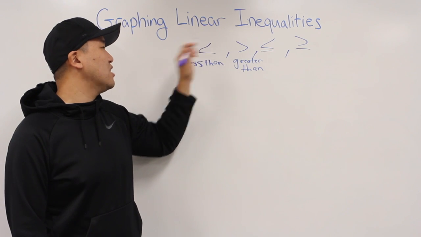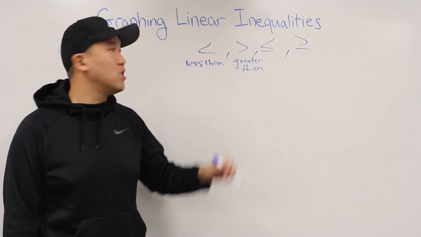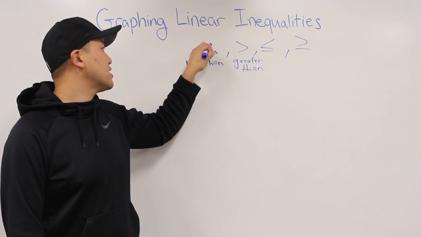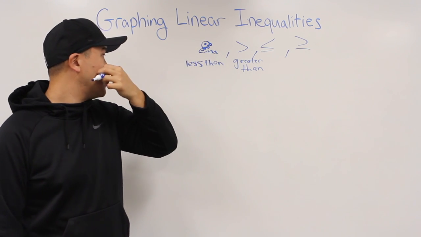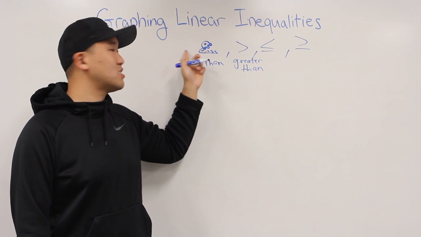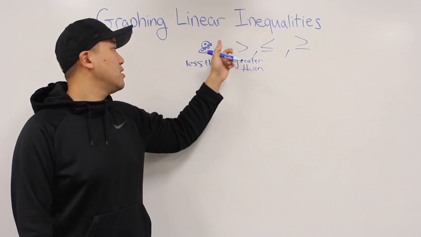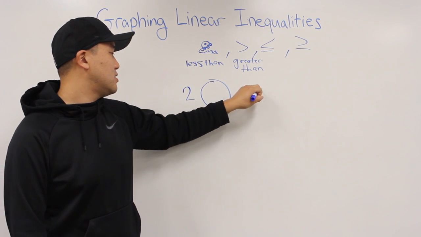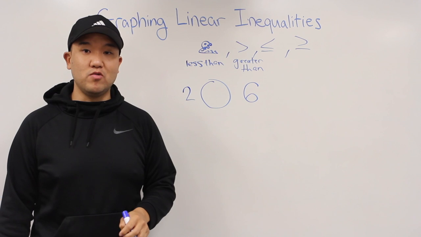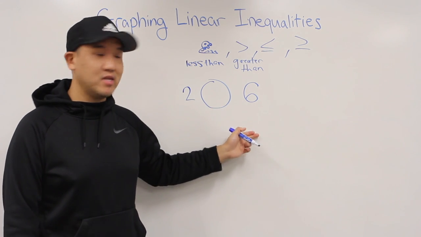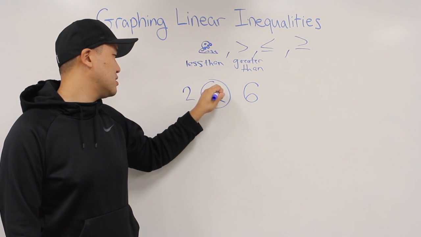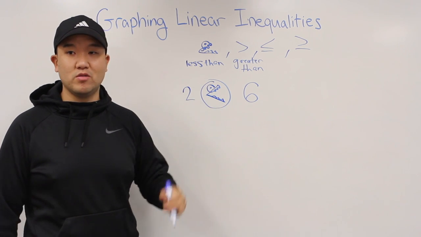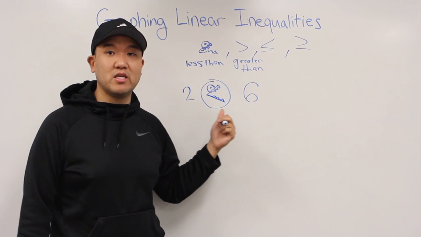I try to think of the alligator. We learn this in elementary school where we have the alligator. The alligator likes to eat the bigger number. So it's going to eat the bigger number, so that means this side is going to be less than that number. So if I have 2 and then 6, you want to say 2 is less than 6, so the alligator sign has to be eating the 6. So it's less than, so 2 is less than 6.